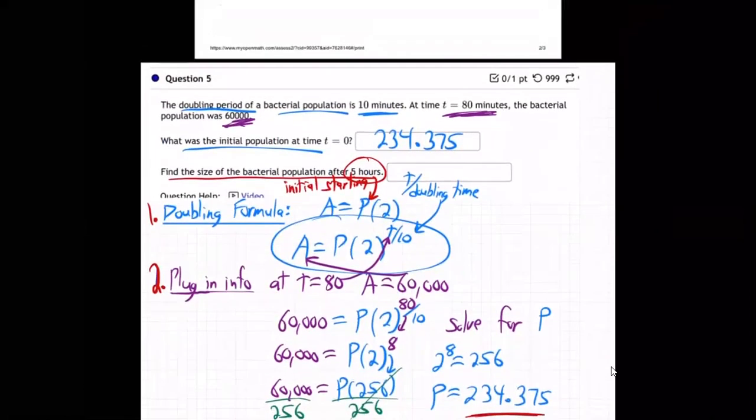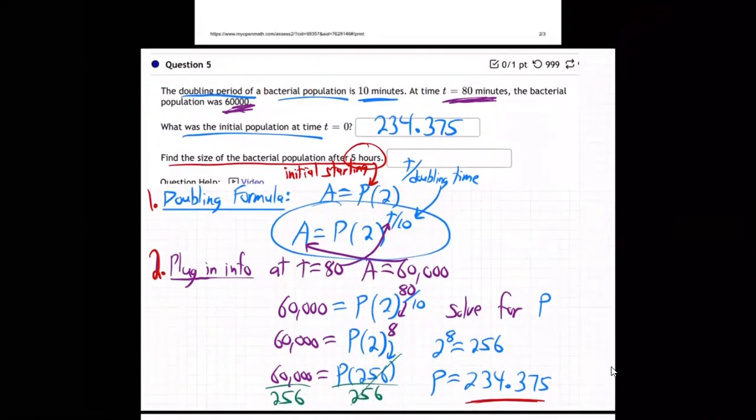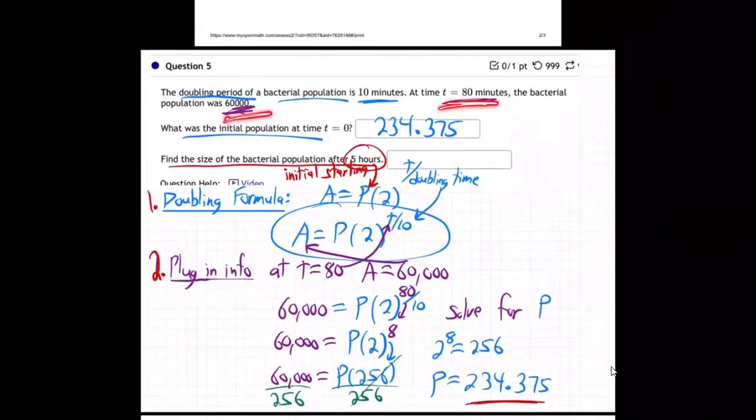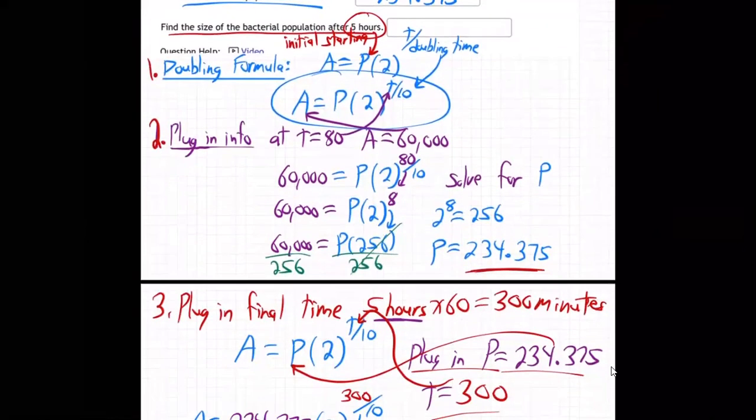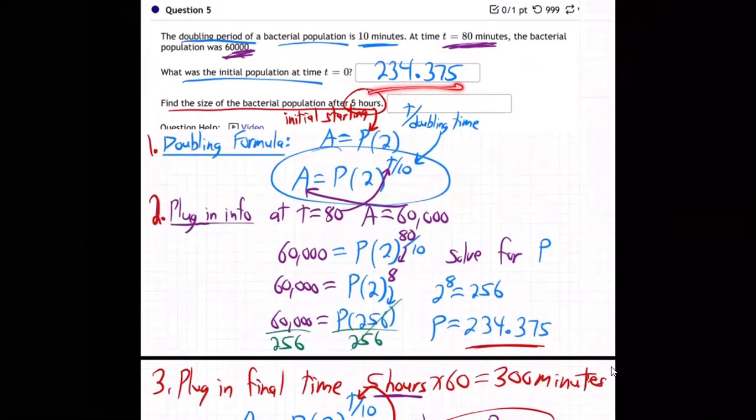So let's recap what just happened. When they give you a question where something's doubling or halving, you start with the doubling formula or the halving formula. In our case, doubling, so times 2. A equals P times 2 to the T over doubling time. They give you the doubling time, 10 minutes. That goes underneath the T. And then the initial information: at 80 minutes, it was 60,000. So I plug in T equals 80. The amount was 60,000. I'm able to solve for P, the only letter there. P is always the initial amount. That was the answer to the first part.